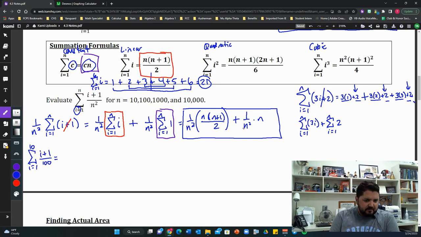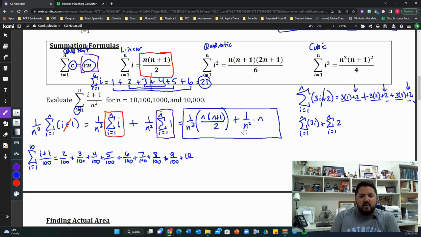When I do that, I would get 1 plus 1 is 2, so 2 over 100. And then when 2 goes in, I would have 3 over 100, 4 over 100. So I would have the first 10 terms in that sequence all added up together, all the way up until 11 over 100. Whoops, plus, not equals. Got ahead of myself. So what I would like to be able to do now is quickly add all of those up.